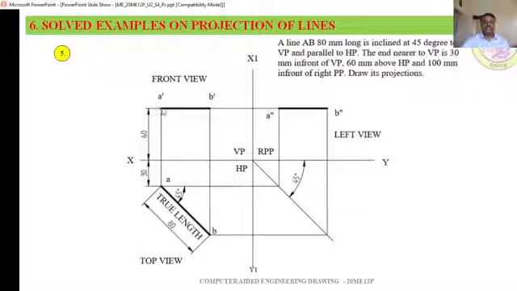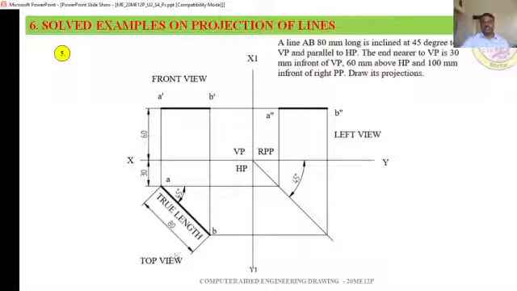So this is your A dash in the front view. Similarly, you draw a horizontal projector. Now from B, you draw a vertical projector, and where these two intersect, that is the point B dash. Now connect A dash, B dash. This itself is the front view. Now you have got two views.